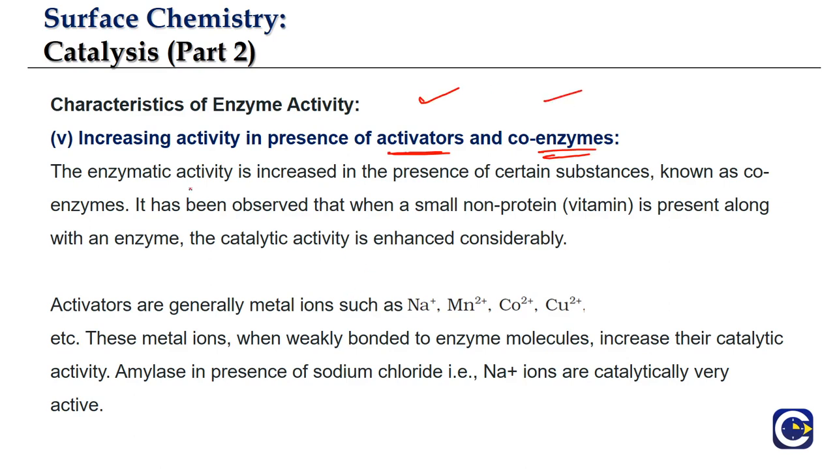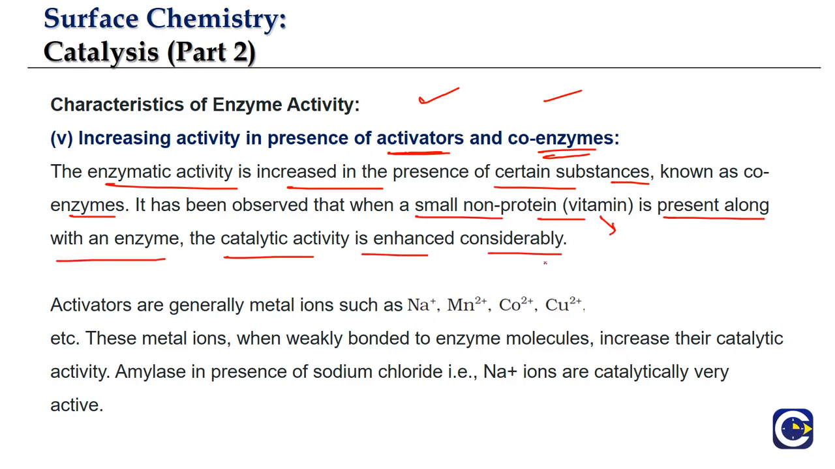If we look at the coenzymes, the enzymatic activity is increased in the presence of certain substances known as coenzymes. Even if we have small non-proteins, which are generally vitamins, present along with an enzyme, then the catalytic activity will be enhanced considerably. So if any small trace of non-protein present along with the enzyme is able to enhance the activity of a catalyst, we'll call that particular substance the coenzyme.